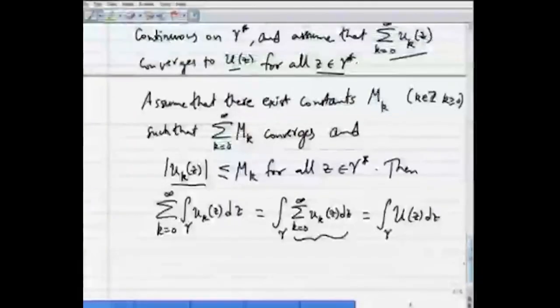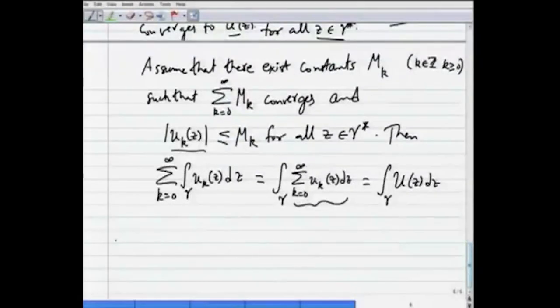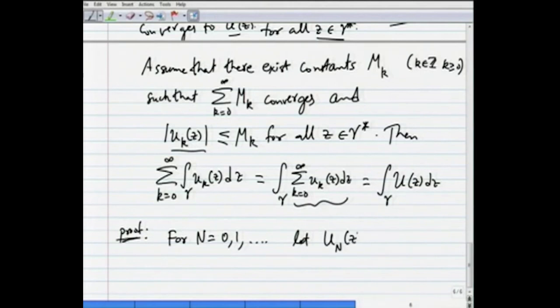Okay, that is the content of this lemma. Okay, so, here is the proof. First we will take finite sums of this u k of z. So, for n equals 0, 1, etcetera, for any non-negative capital N, let capital U subscript n of z be the finite sum sigma k equals 0 through capital N of little u k of z.